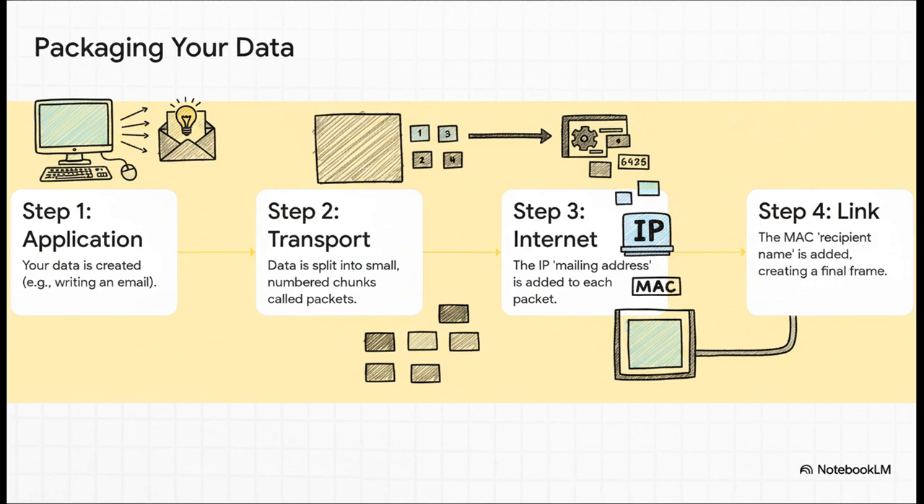It basically works like a little assembly line. First, at the application layer, your data is created. That's the email you just finished writing. Then the transport layer chops up that email into small, numbered pieces called packets. Next, the internet layer stamps each one of those packets with the destination IP address, the mailing address. And finally, the link layer adds that local MAC address, the recipient's name, creating a finished little package called a frame that's ready to hit the road.